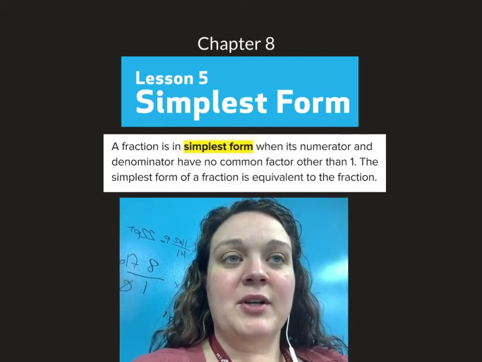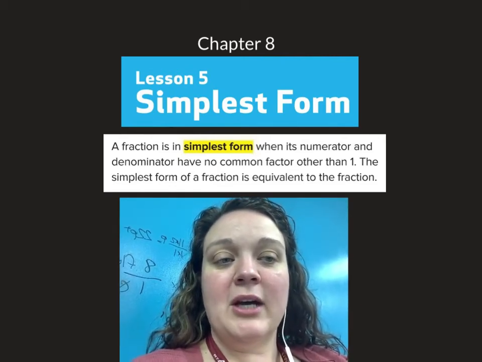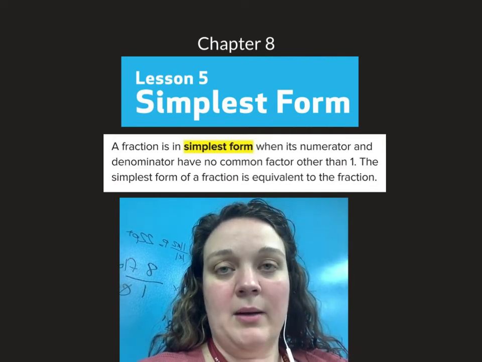Hello and welcome to Chapter 8, Lesson 5. Today we're going to be talking about simplest form.